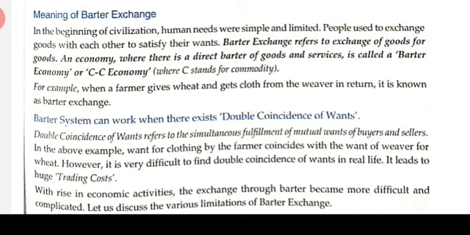In real life, there is not always a double coincidence of want. And if it is not there, it will lead to a huge trading cost. Why trading cost? Because the person needs to travel from here to there to get the things they want. Maybe the person needs to do two or three steps of exchange before getting the good they want. So it will incur a huge trading cost.